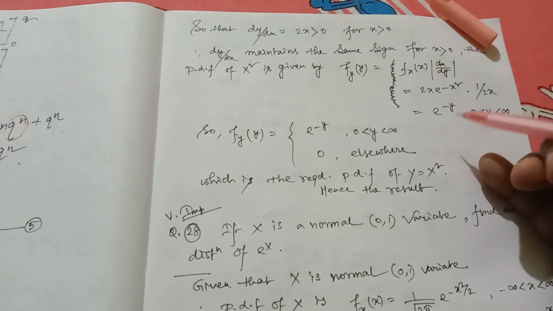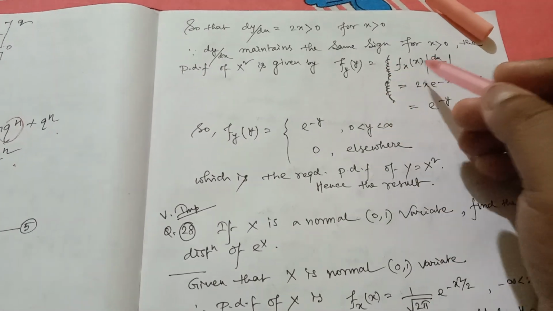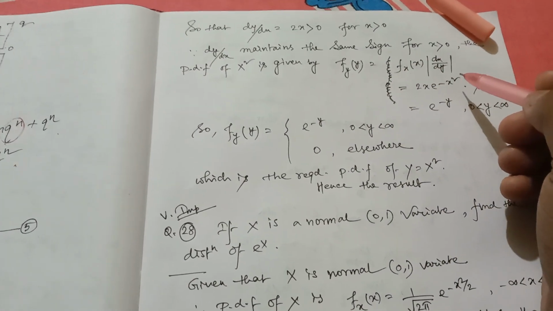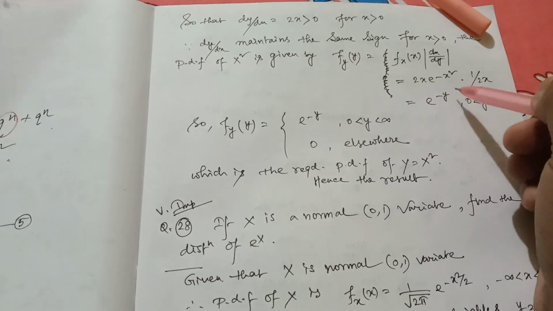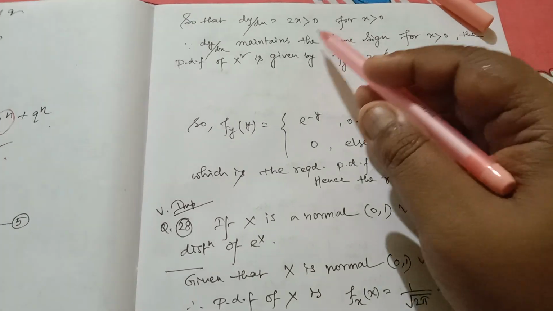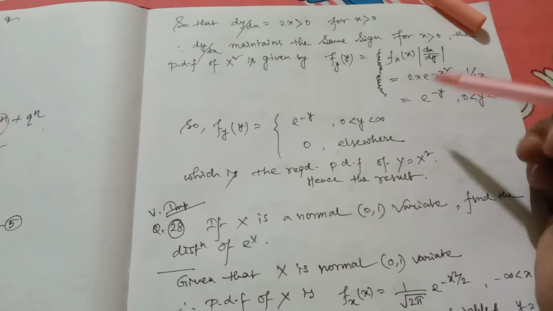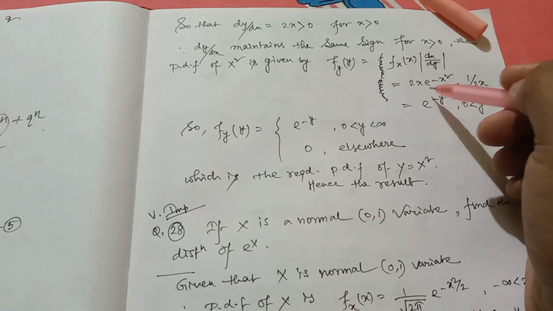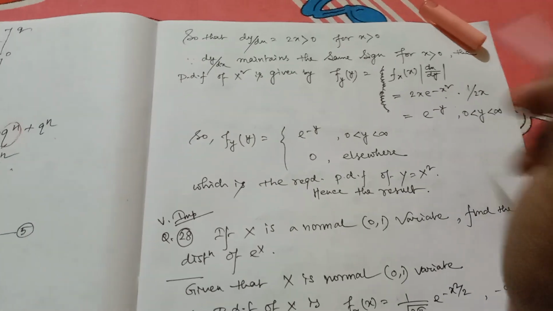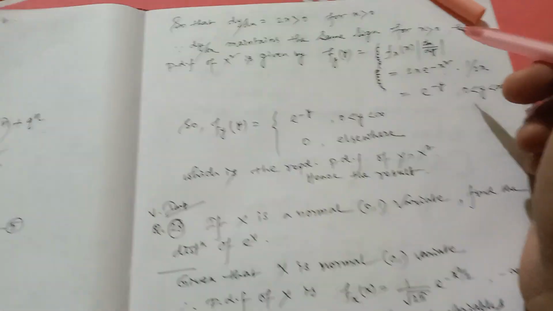Now use the transformation formula. So fy(y) will be fx(x) multiplied by mod of dx dy. Use the value of fx(x). Dy dx is 2x, so mod of dx dy will be 1 by 2x. 2x to x will be cancelled, and hence you will get e to the power minus x square. But what is the value of x square? Y is equal to x square.